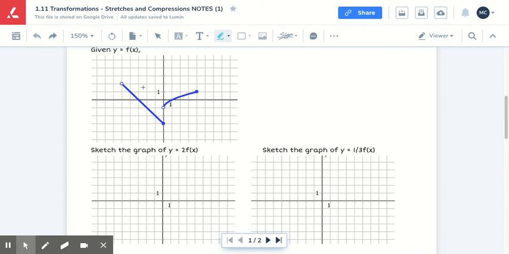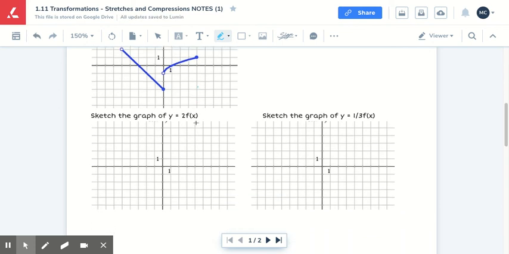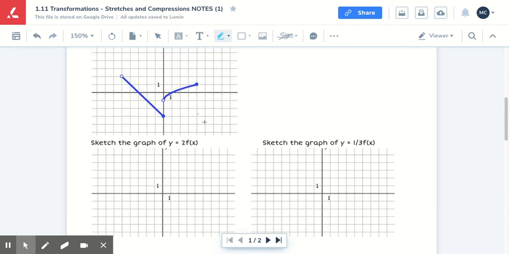So for our example, we have our f of x graph here. And this is a piecewise defined function. It's got two pieces. One piece is linear, and the other piece looks like it's probably a square root function. And for our first one, we're going to take that and graph y equals 2f of x. So that means we're going to be taking each of the points on this graph, and we'll keep the x values the same, but we're going to multiply the y value by 2.